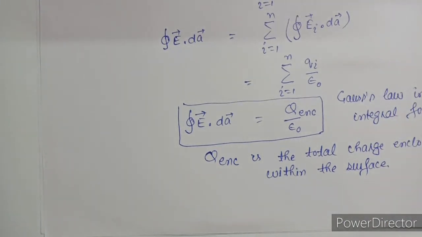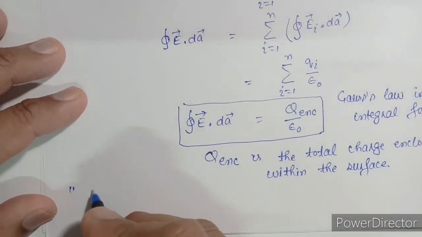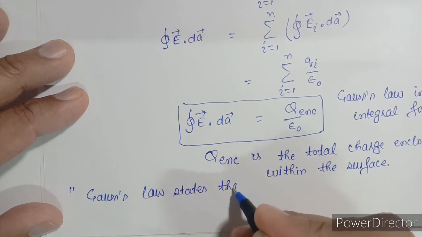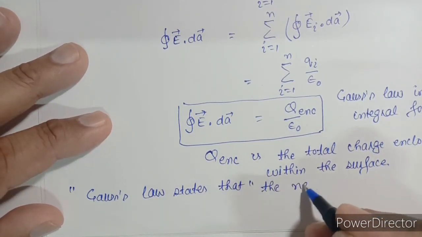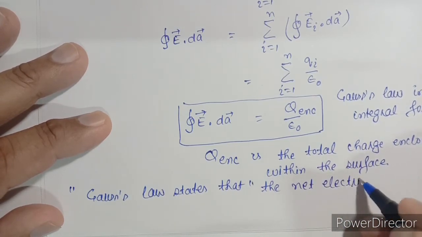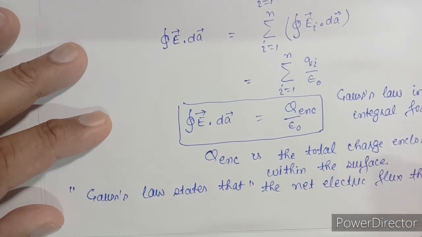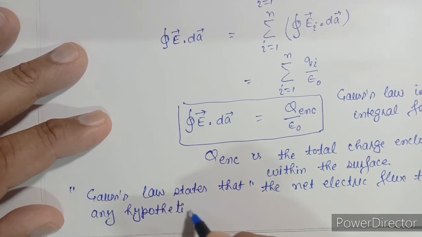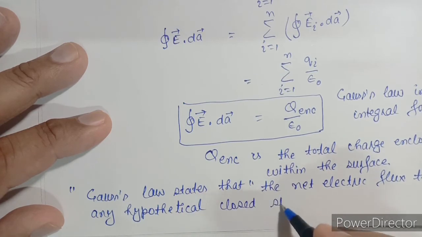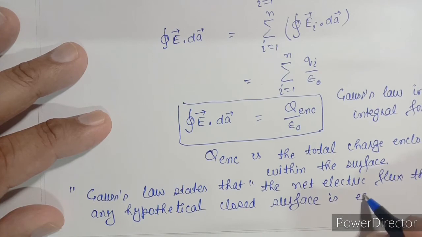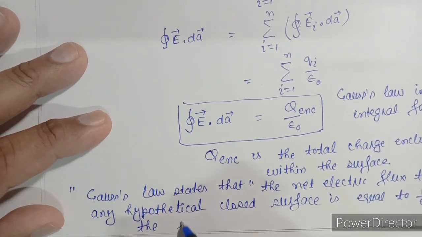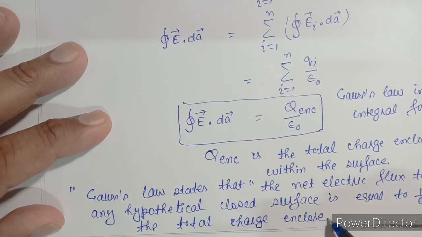So what is Gauss law? Gauss law states that the net electric flux through any hypothetical closed surface is equal to 1 over epsilon naught times the total charge enclosed within that surface.